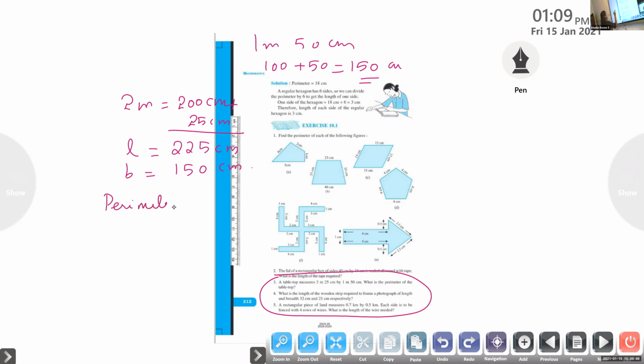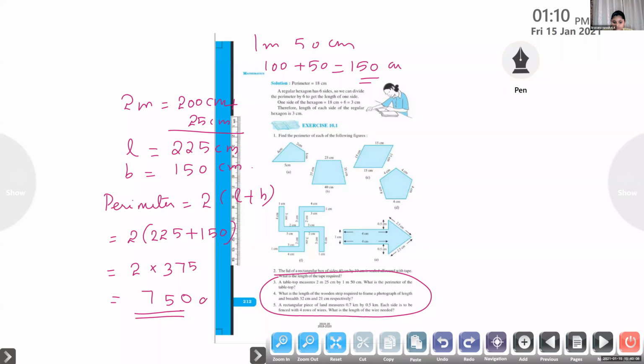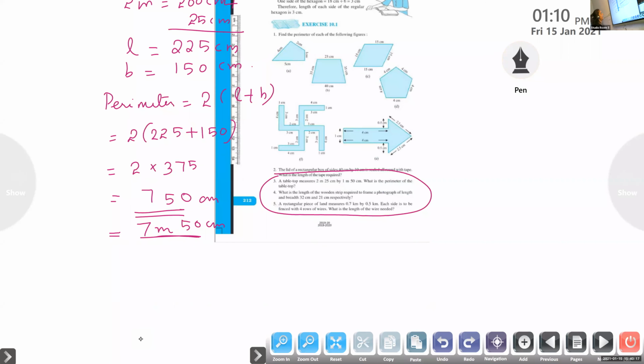Perimeter formula is 2 into (L plus B). That is 2 into (225 centimeter plus 150 centimeter). Okay, so 2 into 375, so 750 centimeters. If you want, you write in the same way, 7 meter 50 centimeter. Same way, which we have, our question is there. Okay, ma'am.